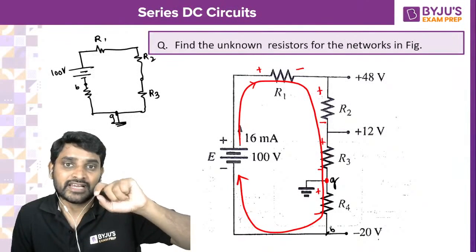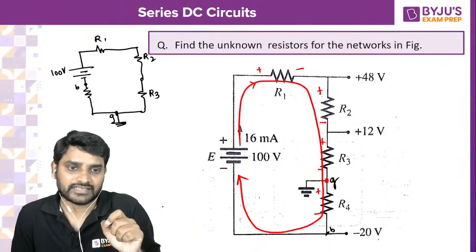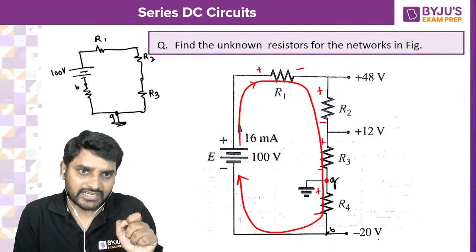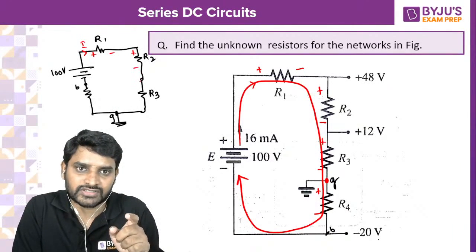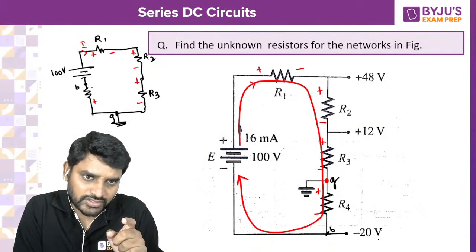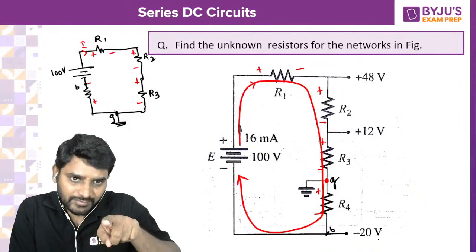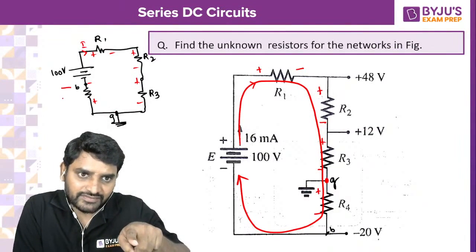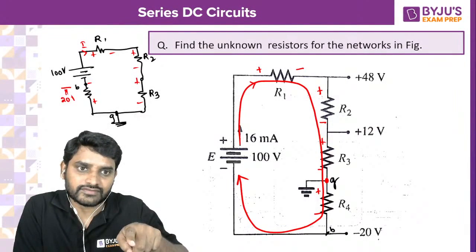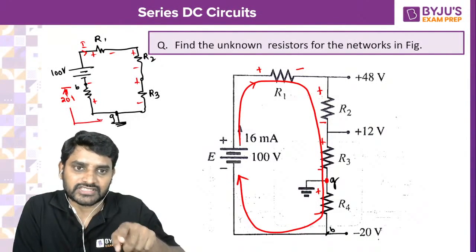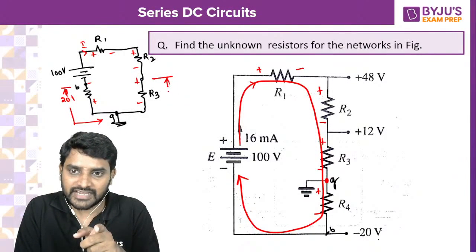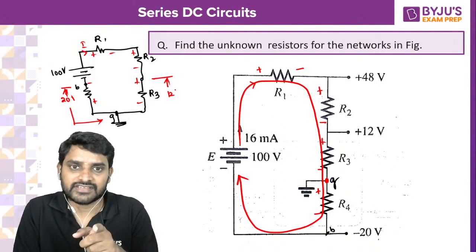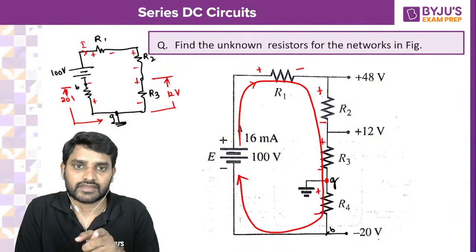So this is B. B terminal is with negative polarity. Why? Because the current is flowing in this direction, so obviously positive, negative, positive, negative, and so on. From the ground, it will have a potential of 20 volts. Similarly, for R3, from the ground, how much potential does it have? He has given 12 volts.